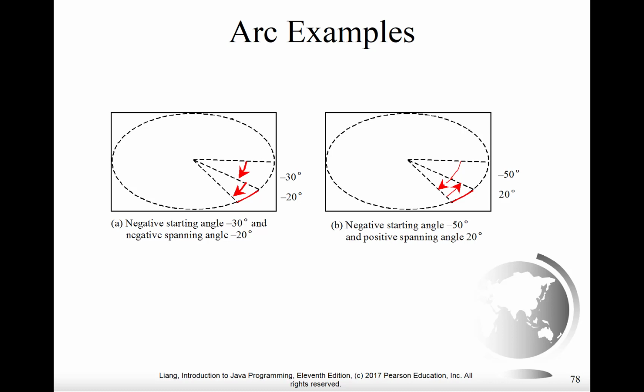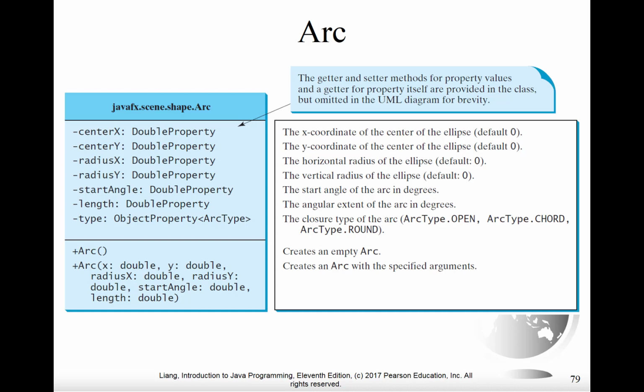In this example in B, we use a negative angle to represent the starting point and a positive angle to represent the arc length. So you're actually coming back. In this case then, we say negative 50 for the starting angle, positive 20 for the arc length, and then what happens is you wind up getting a piece of arc that goes from the negative 50 degree position back to the negative 30 degree position. There are two constructors available for arcs. One produces an empty arc and the other has all the required parameters to fully describe the arc.